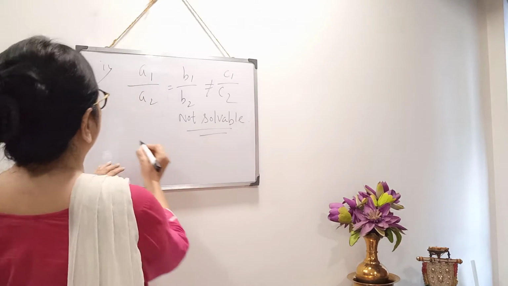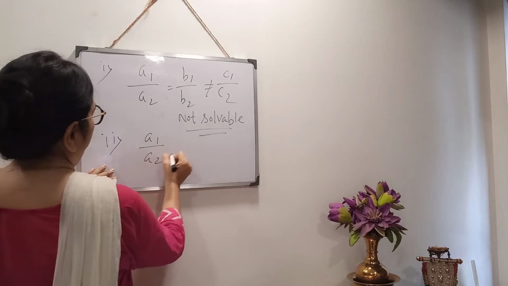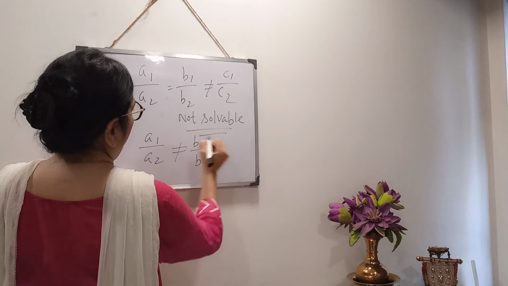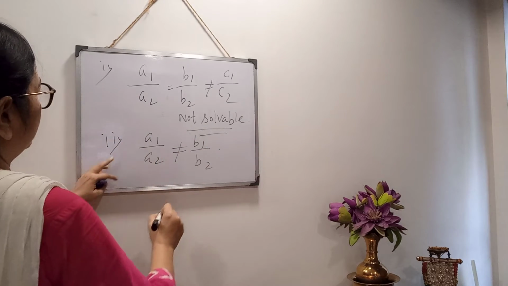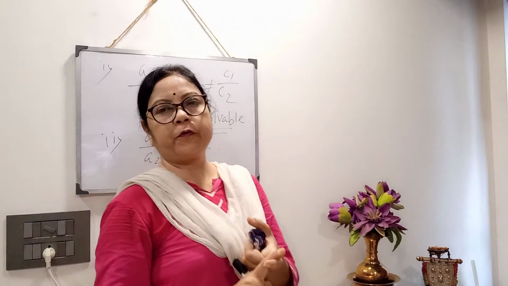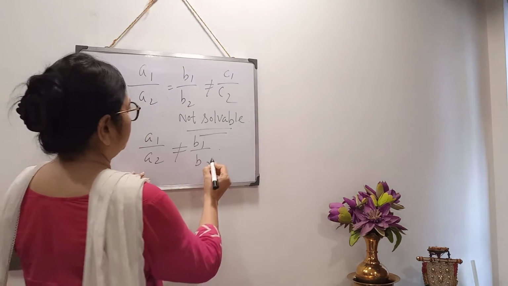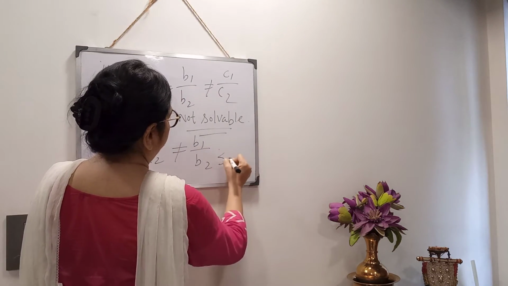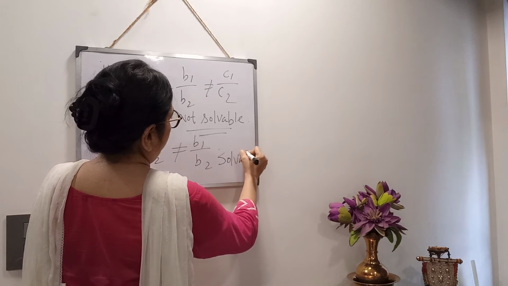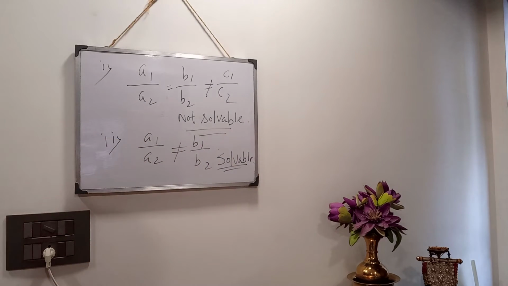And second point, if a1 by a2 not equals to b1 by b2. Clear? When this is not equal, that means in this case the graph of two straight lines will intersect, so we will get the solution. So it is possible, solvable. That means after solving we will get the solution, solvable. Clear? This is my second condition.